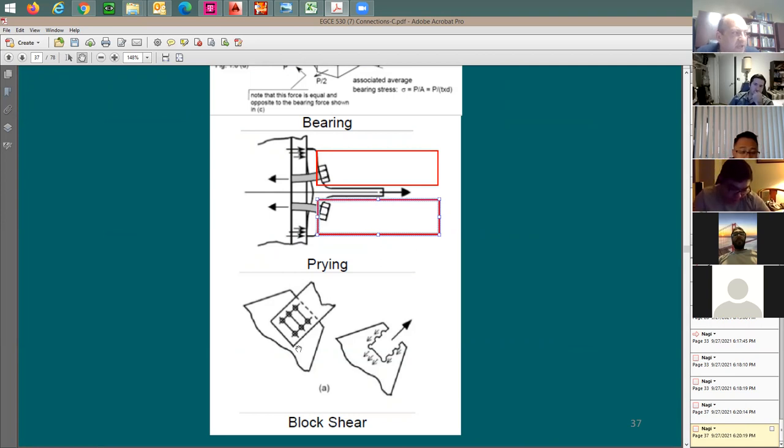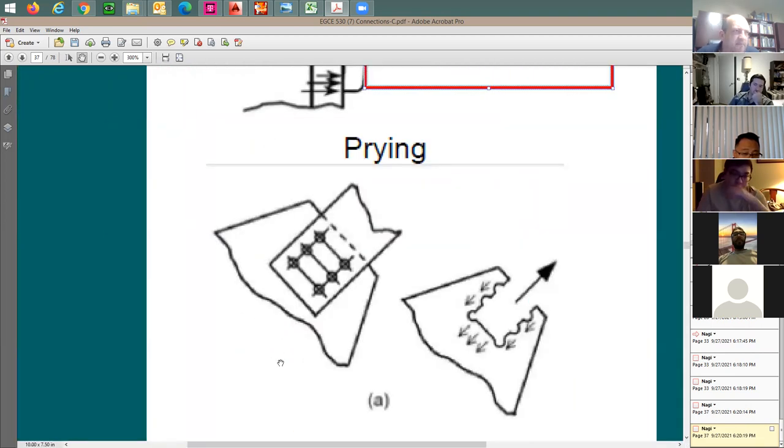Also, in certain connections, you may have this block shear failure. And what's a block shear? I talked about it very quickly last time. I said, if you look at this section here and the expected mode of failure, then let's say this is going to be the expected mode of failure, right?